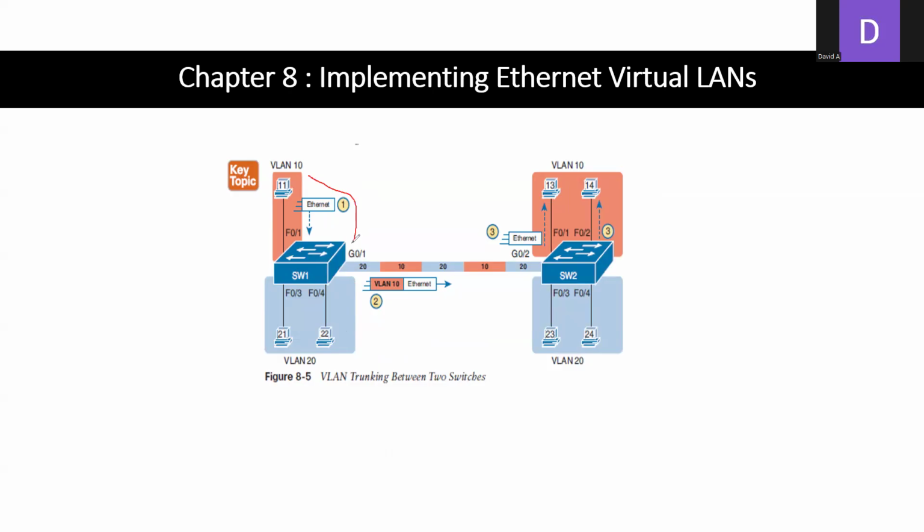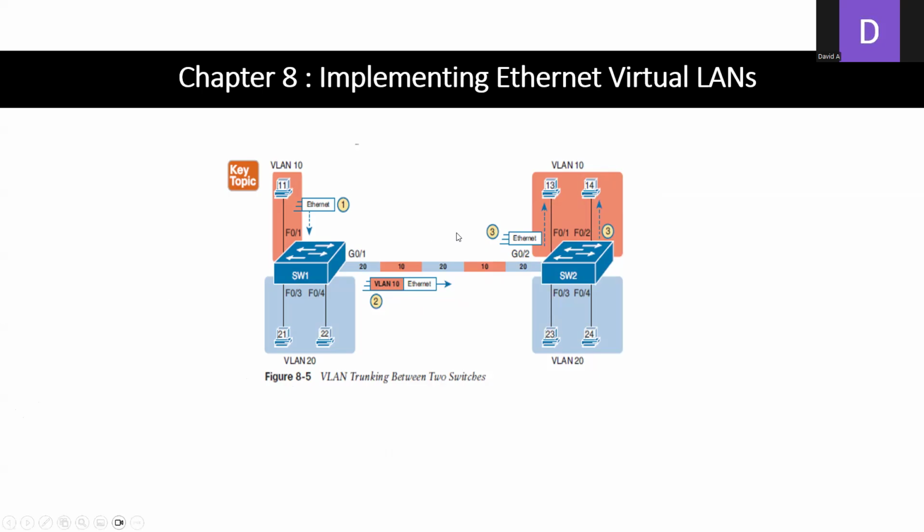PC 11 sends it down to the switch. Switch 1 sends it out of gigabit Ethernet interface 0/1. We send it on the trunk. It is tagged right here for VLAN 10. So when switch 2 gets it, it's going to say, hey, only send it to hosts in VLAN 10. Okay? All right. And again, that's the concept of VLAN tagging.